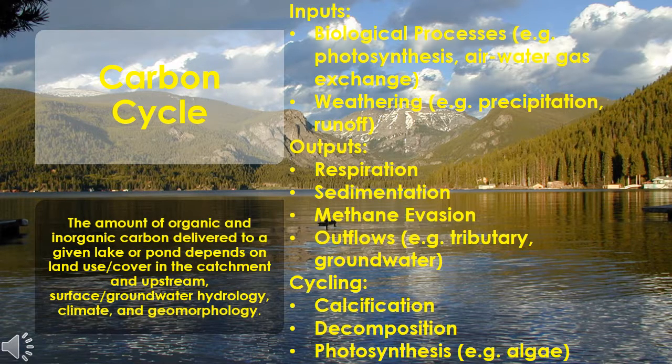The carbon cycle. The amount of organic and inorganic carbon delivered to a given lake or pond depends on land use cover in the catchment and upstream surface, groundwater hydrology, climate, and geomorphology. Some inputs include biological processes such as photosynthesis and air-water gas exchange, and weathering such as precipitation and runoff. Some outputs are respiration, sedimentation, methane evasion, and outflows such as tributary or groundwater. Some cycling mechanisms are calcification, decomposition, and photosynthesis through algae.